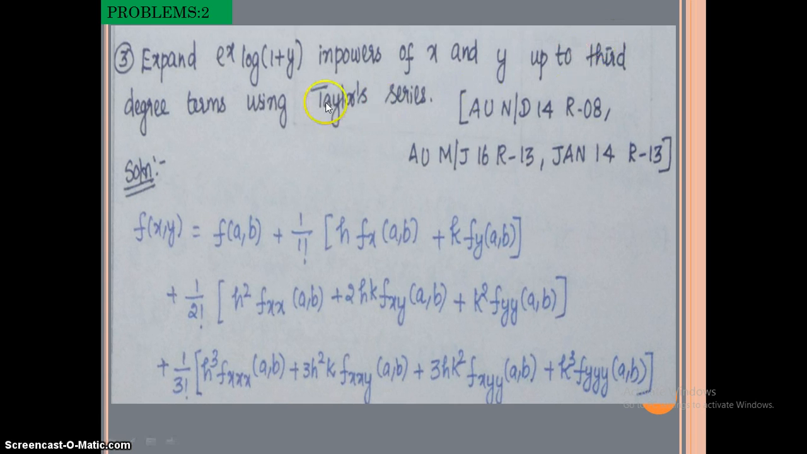So this question is up to third degree terms by using Taylor series. So e power x log of 1 plus y, that is your function. So first we write the Taylor series formula. F of x comma y equal to f of a comma b plus 1 by 1 factorial h into fx of a comma b plus k into fy of a comma b plus 1 by 2 factorial h square of f double x of a comma b plus 2hk of fxy of a comma b plus k square f double y of a comma b, then third degree terms.